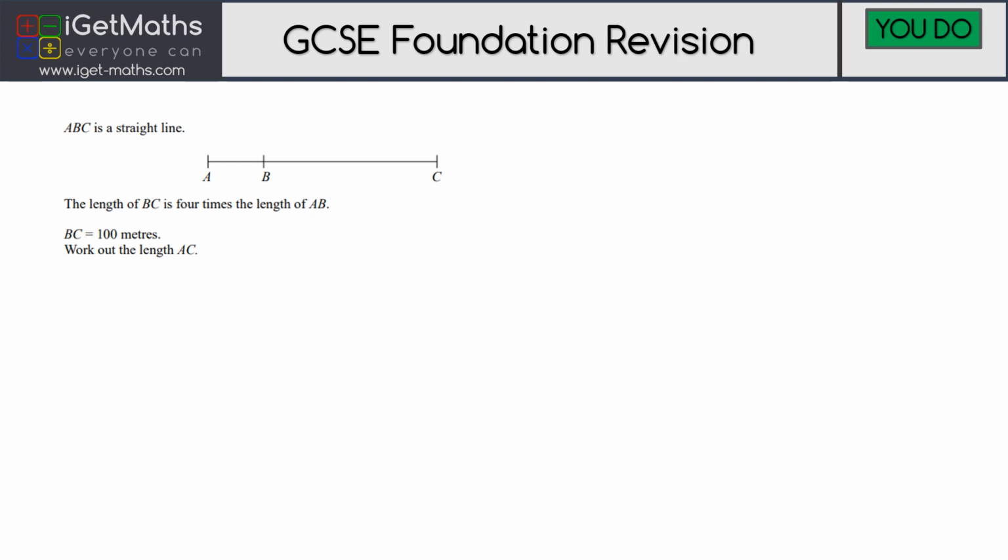Okay, so it says ABC is a straight line. The length of BC is 4 times the length of AB, so AB is 1 part and BC is 4 parts. That is 5 parts in total. So now we've got the full line, which is given A to C, but here in this question we've only actually been told BC is 100 meters.